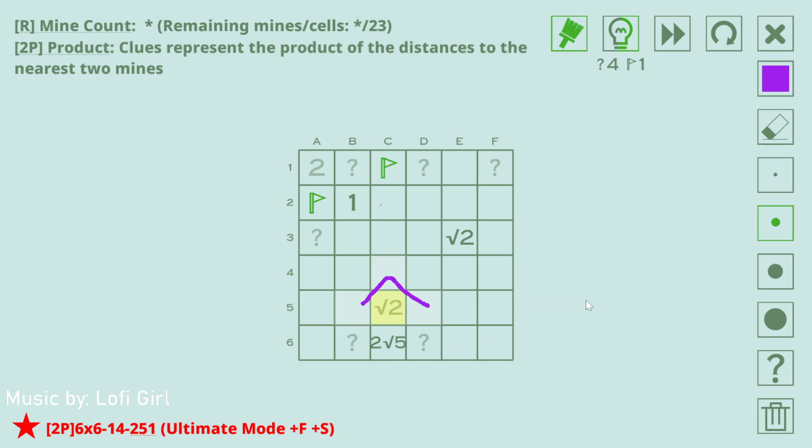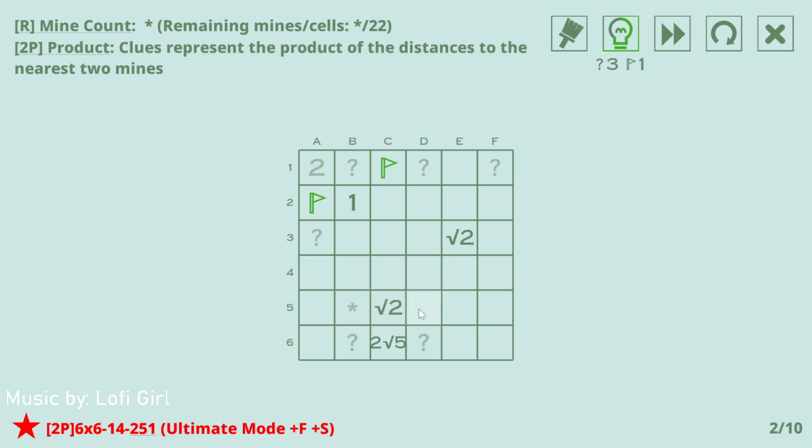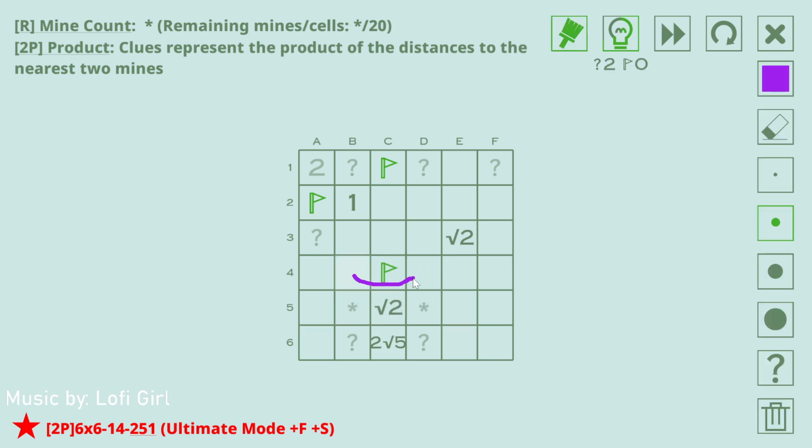What is 2 root 5 as a result of that? It's either root 2 times root 10. We know one of these is a mine as well. Oh, I guess that means it can't be root 2 times root 10 because none of these are root 10 away. And there are 2 mines in here, so this has to be 2 root 5, I think. Which means that none of these are mines, and one of these is a mine.